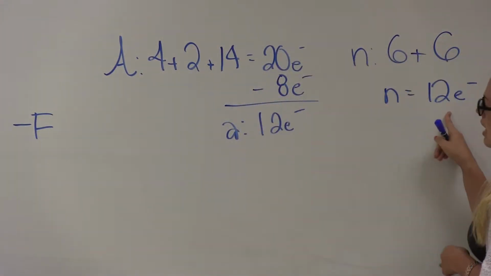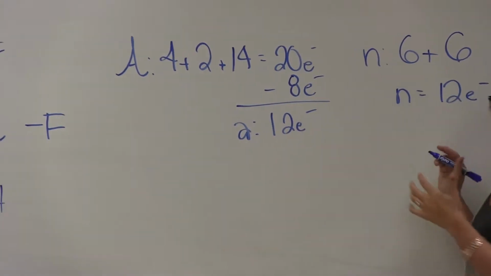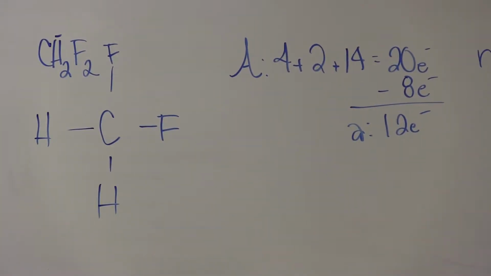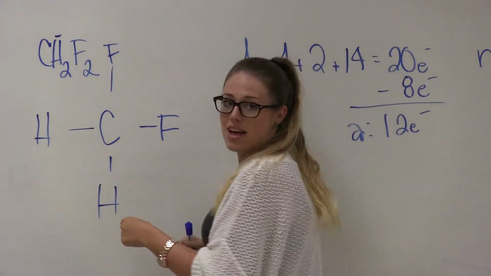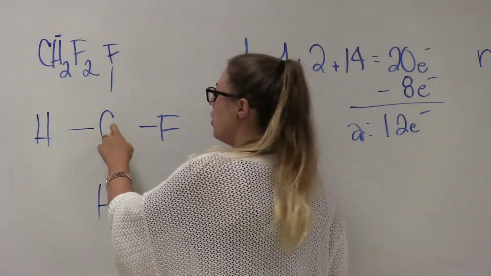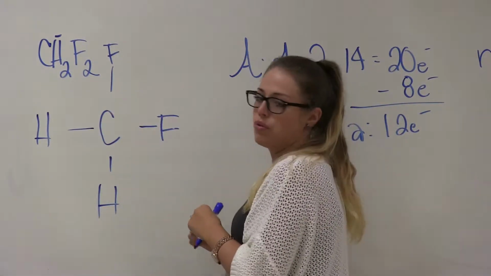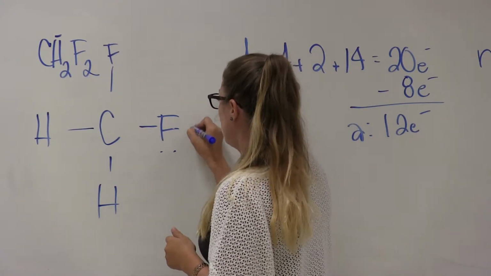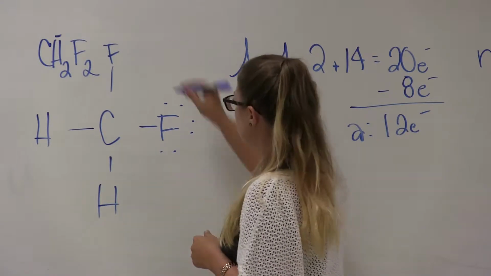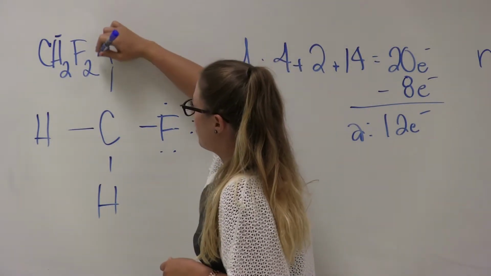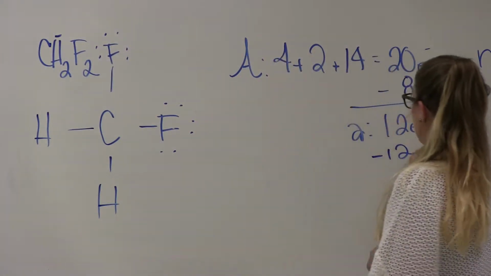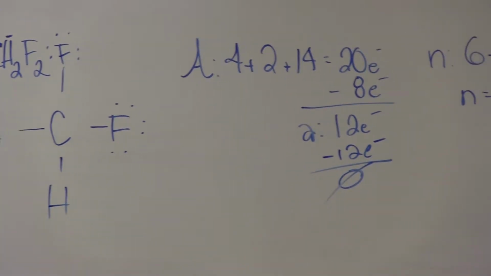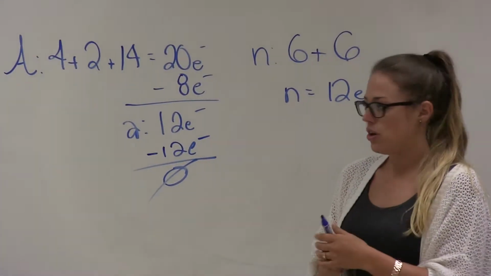If your need equals your available, you draw dots. So I've got 12 dots I have to draw. I cannot draw those dots on the hydrogen. Hydrogen can't take any more. Carbon can't take any more, so they're going on the fluorine. The fluorine needs 6 because it only has 2. So 1, 2, 3, 4, 5, 6. I just drew 6. 1, 2, 3, 4, 5, 6. That's 12. So I just drew 12 electrons, so I have no electrons left. So now we have drawn the Lewis dot structure.